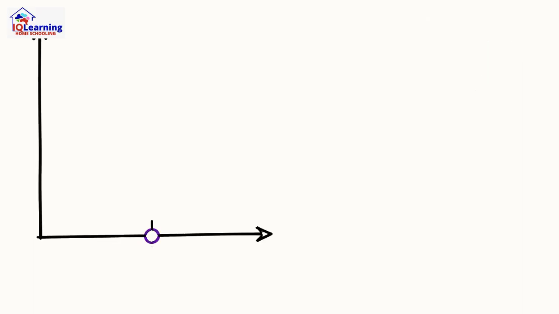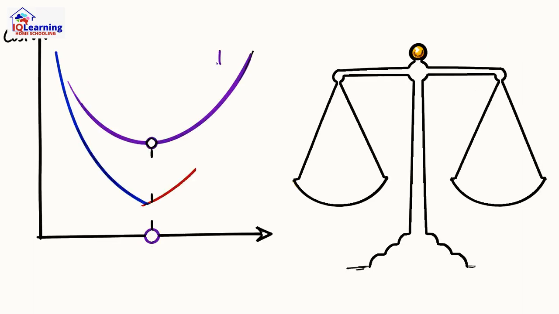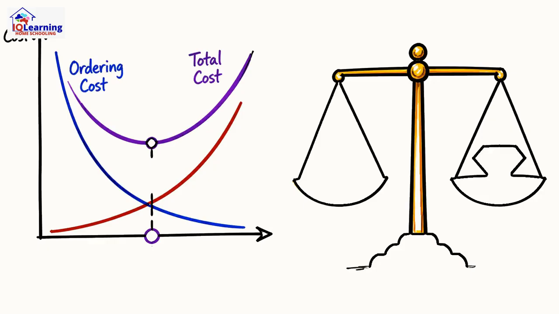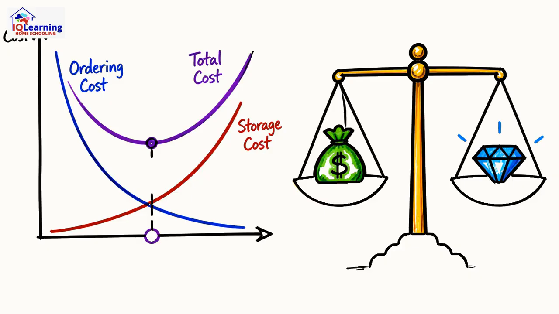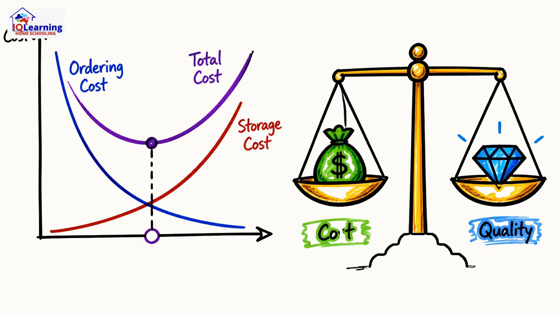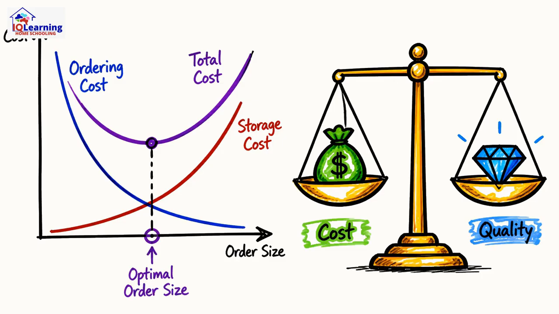Some problems require calculus to find the minimum point on a curve, like finding the perfect inventory order size to balance storage and ordering fees. Others involve juggling competing goals, forcing a trade-off between minimizing cost and maximizing quality.